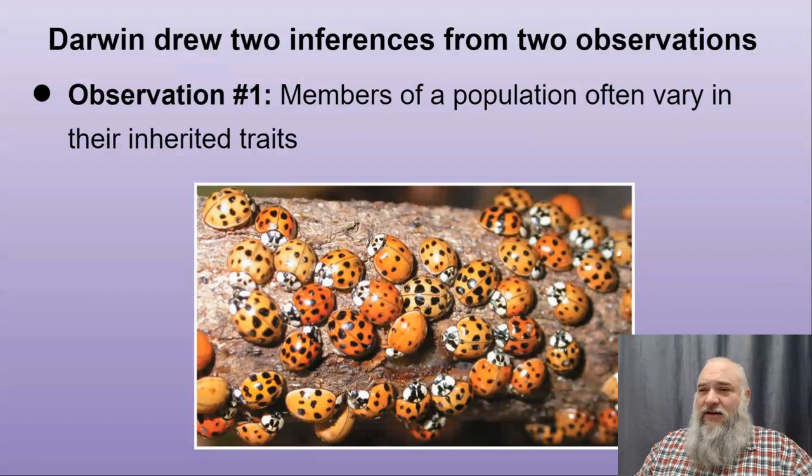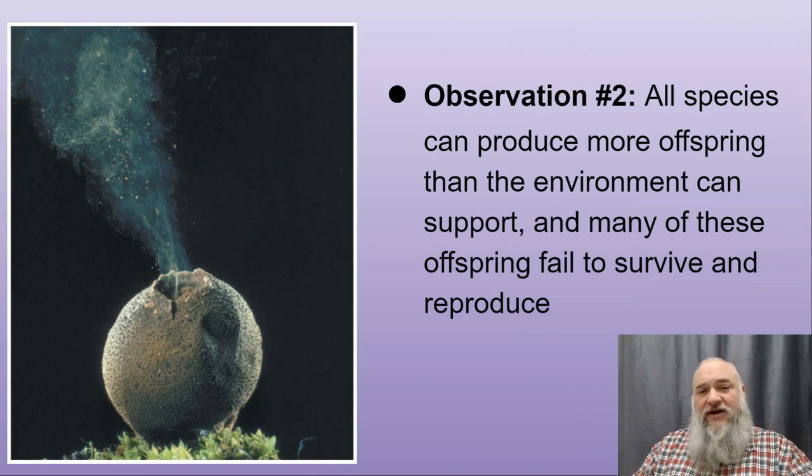Some are better at one task than another. Some are able to digest lactose and some aren't able to digest lactose. We're all different, okay? And so that was an important characteristic, realizing that in every population, there is a wide variety of traits. They're not all identical. Okay. The second observation he made is that all species can produce more offspring than the environment can support, and many of these offspring fail to survive and reproduce. So here we can see a puffball, right? Giant puffball, all these little spores could grow into new puffballs.